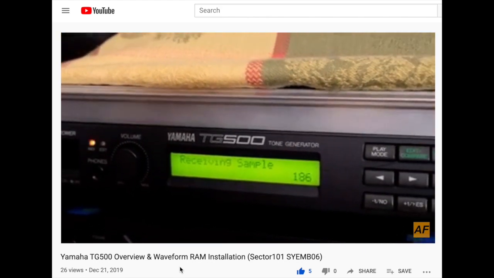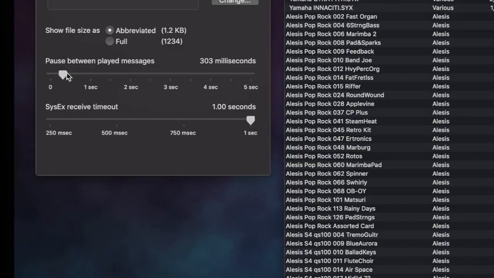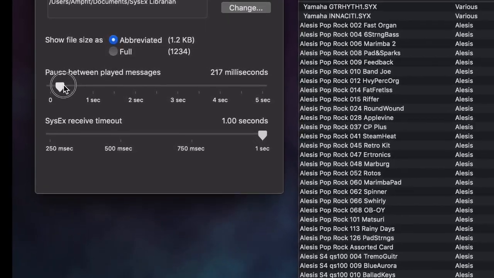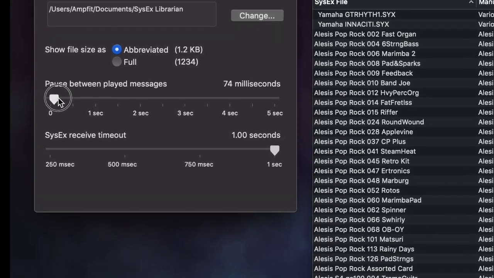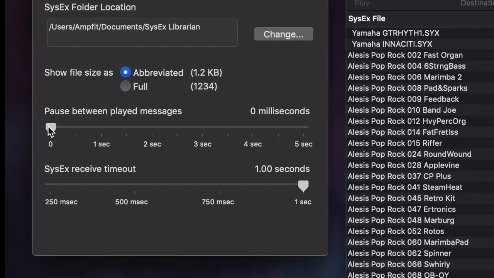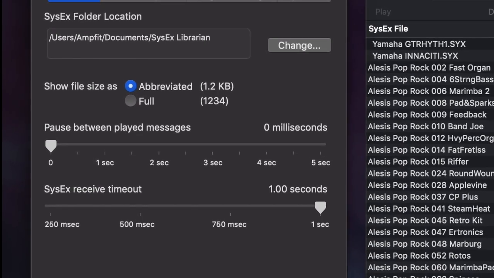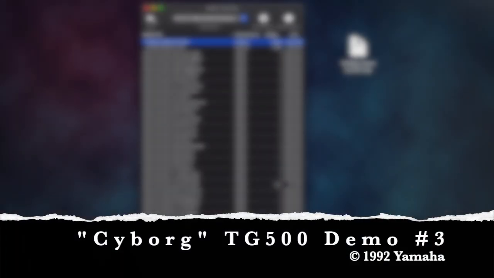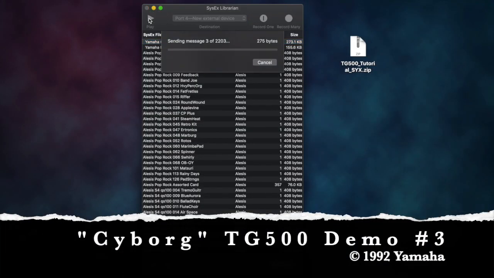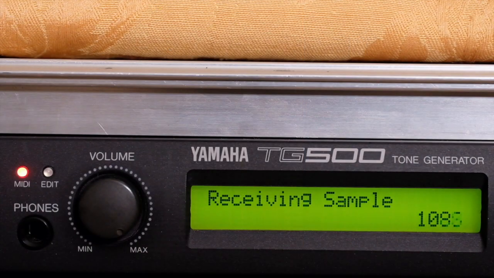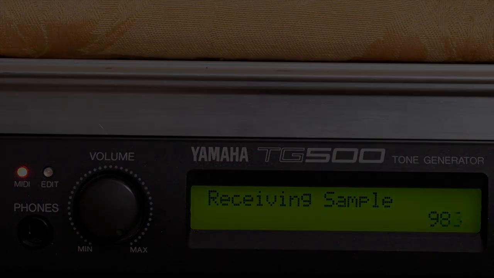When I opened the SysEx librarian preferences, I discovered there was a 305 millisecond delay between all packets sent to the TG500. This time, when I moved the slider to 0, there were no pauses between the messages sent to the TG500, and it was 10 times faster than during the first video, where it took 17 minutes. So all in all, it took just under 2 minutes to move a quarter megabyte to the TG500 with no packet delay.